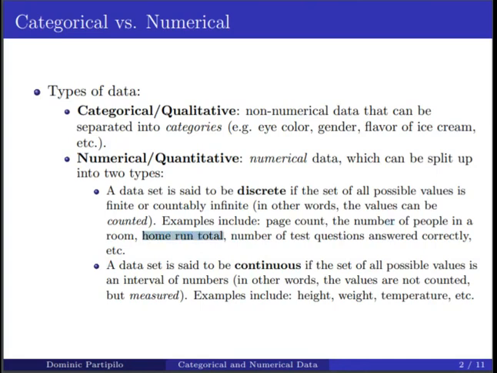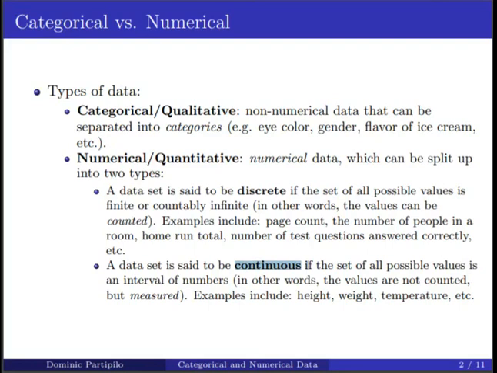For example, with the home run total example, a player could hit 21 home runs, or 22 home runs, or 23 home runs. The player can't hit 21 and a half home runs or 21.03 home runs. It's something that you can count: 0, 1, 2, 3. There are gaps in between those numbers.